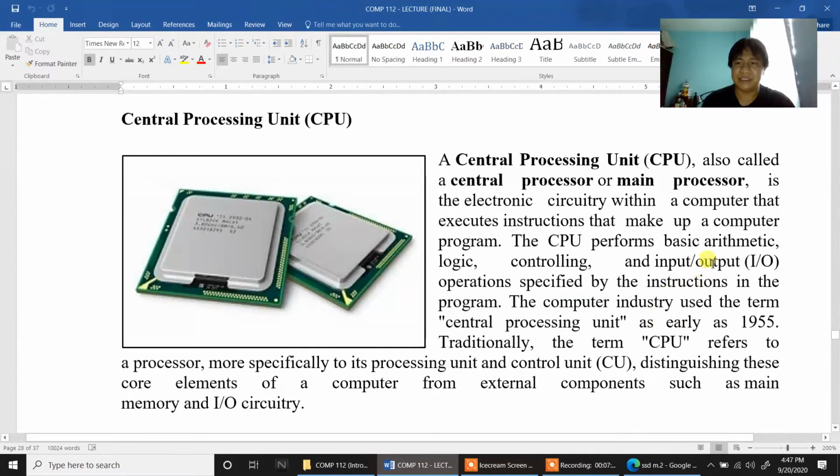So, the CPU performs basic arithmetic, logic, controlling, and input-output operations. The computer industry used the term central processing unit as early as 1955. Traditionally, the term CPU refers to a microprocessor, more specifically to its processing unit and control unit CU, distinguishing these core elements of a computer from external components such as main memory or input-output circuitry. What composes your CPU unit is the logic circuitry.